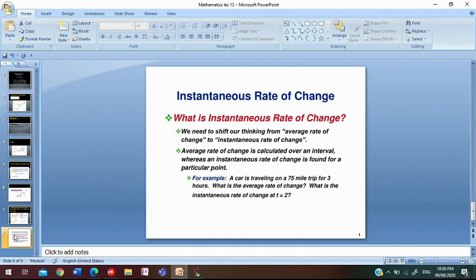So it's the end of today's lecture. This is the question for you. A car is traveling on a 75-mile trip for 3 hours. What is the average rate of change? And what is the instantaneous rate of change at t equals 2?